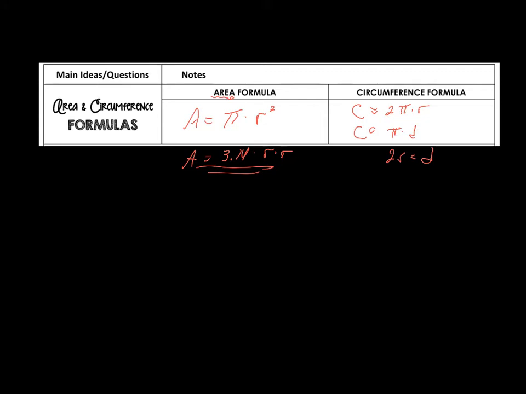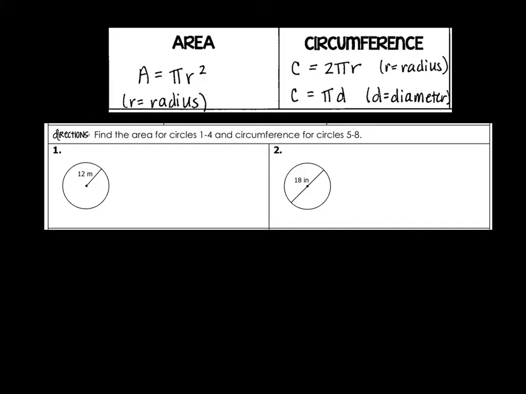Now, in reference to pi, we can either use the pi key on the calculator, right? That's more exact. That's a more exact answer. Or an acceptable abbreviation for pi is 3.14. So let's take those two things and let's hit the road, do some math. All right, so we're going to put this into action now. It says find the area for 1 through 4 and circumference for 5 through 8.